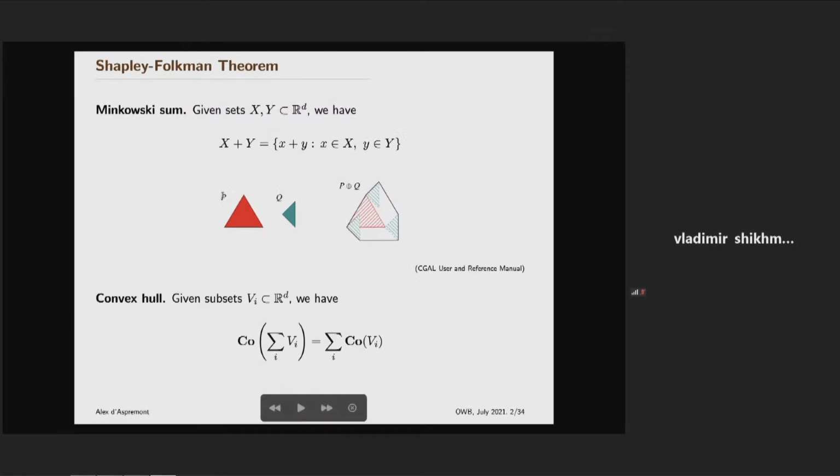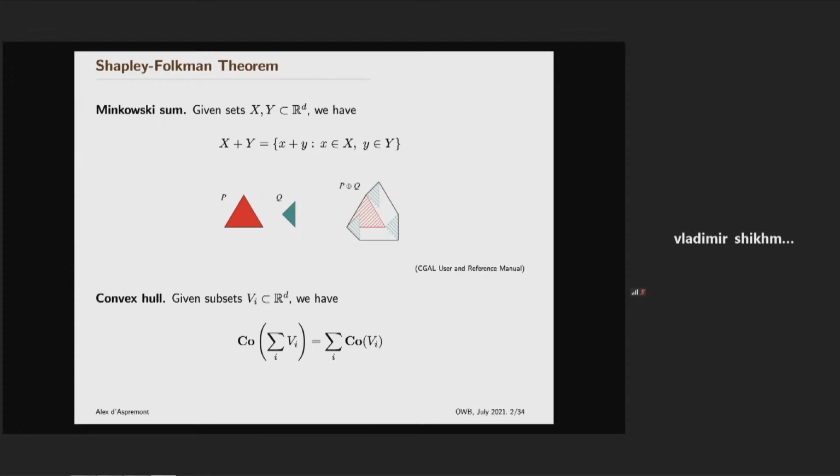So this is an example where you have two polytopes, P and Q, and their Minkowski sum is also a polytope, P plus Q, a slightly larger one that looks like this. A very important property that we're going to use a lot in these slides is the fact that the convex hull and the Minkowski sum commute. So the convex hull of the Minkowski sum of sets Vi is also the Minkowski sum of the convex hulls of the Vi.